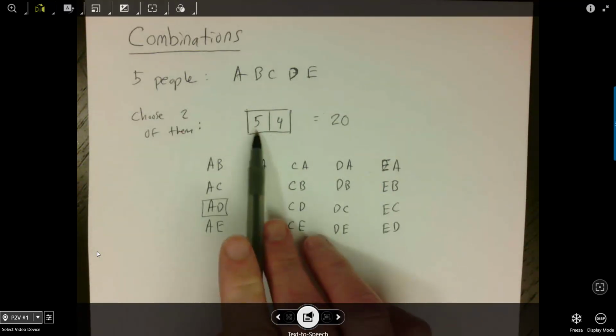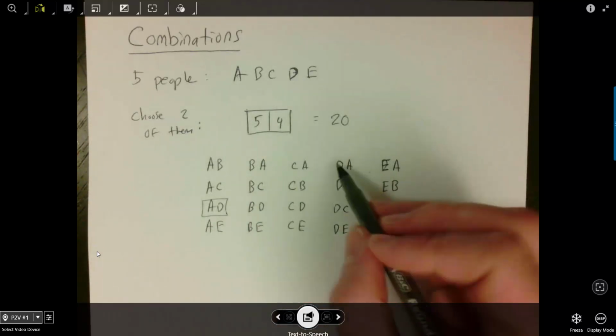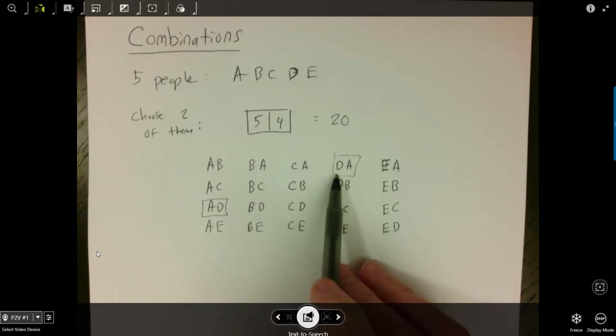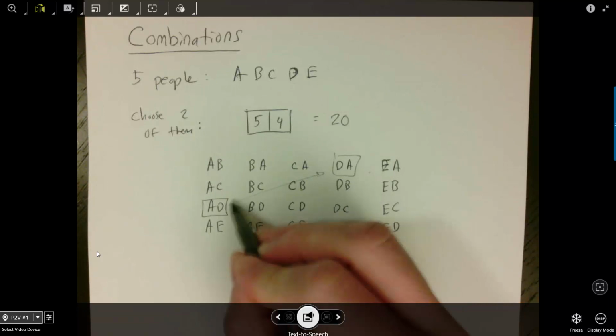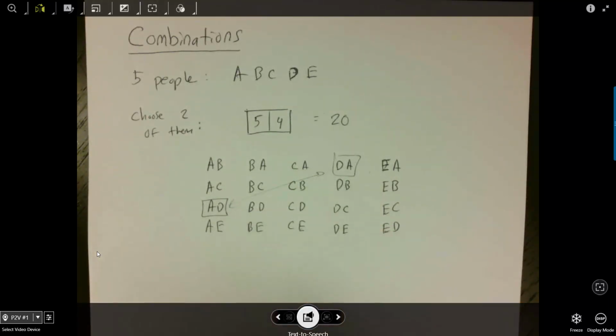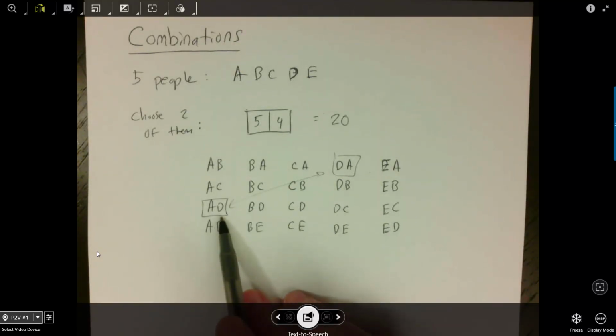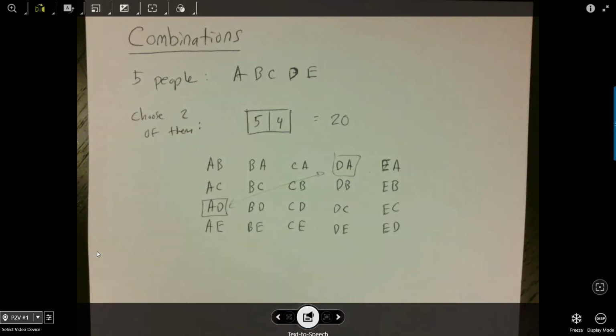Because if I'm choosing A as my first person, there's nothing stopping me from choosing D as my second person. Or I'm also counting the possibility of choosing D as my first person and then A as my second person. So this way of counting the number of possibilities counts these 2 choices as separate possibilities. But if I only care about what 2 people I end up with, and I don't care about the order that they got chosen, then every single possible pair I've actually ended up with twice in this table, because there's 2 possible orderings that that group could have been chosen in.